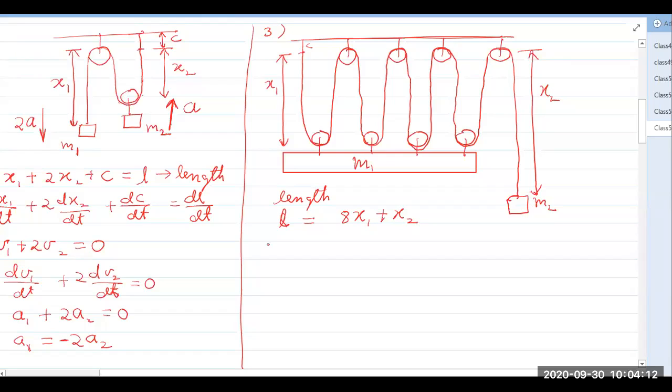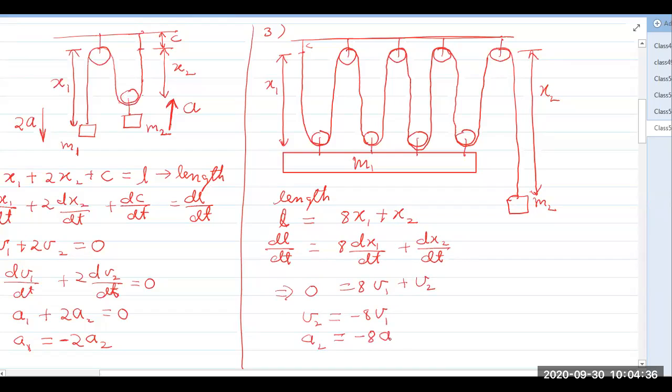Now if you differentiate it, you will have 8 dx1 by dt plus dx2 by dt. So that is 0 equal to 8v1 plus v2. So what we can see is v2 is minus 8v1, or if you differentiate further, a2, the acceleration, is minus 8a1. So how are the accelerations related?